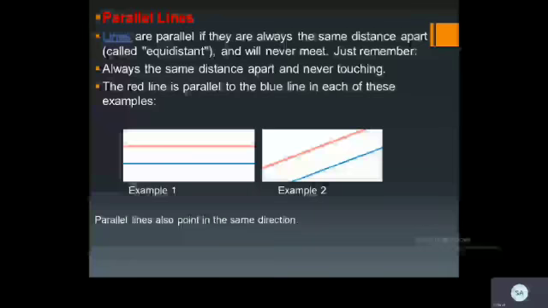Parallel lines. Lines are parallel if they are always the same distance apart, called equidistance, and will never meet. Just remember, always the same distance apart and never touching. The red line is parallel to the blue line in each of these examples. Parallel lines also point in the same direction.